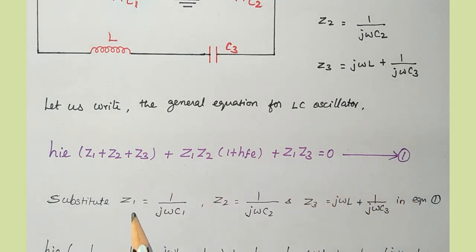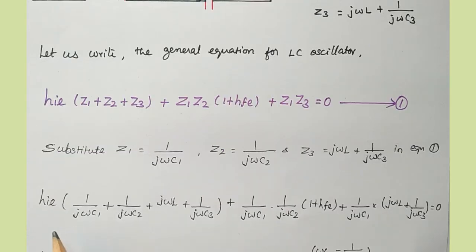In this equation, we are going to substitute Z1 as 1 by j omega C1, Z2 as 1 by j omega C2, and Z3 as the combination of j omega L plus 1 by j omega C3. When we substitute, we get hie into 1 by j omega C1 plus 1 by j omega C2 plus j omega L plus 1 by j omega C3, plus the second term 1 by j omega C1 into 1 by j omega C2 into 1 plus hfe, plus 1 by j omega C1 into the third term, j omega L plus 1 by j omega C3, is equal to 0.